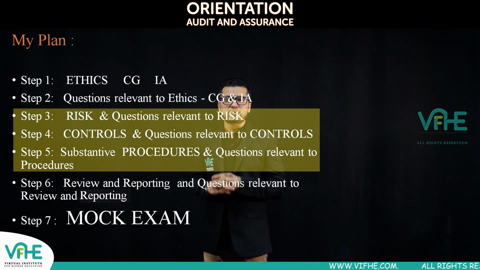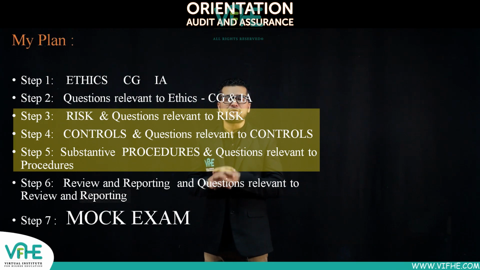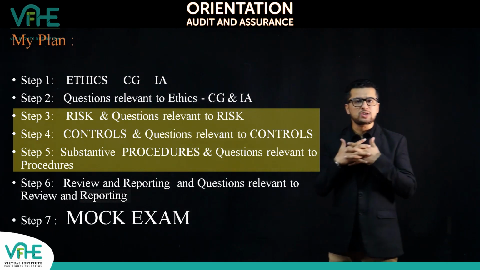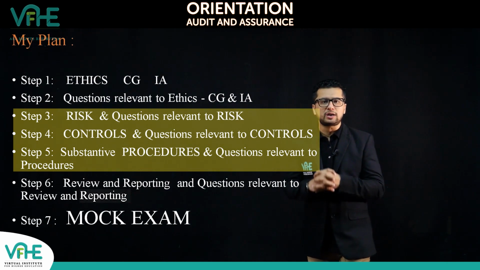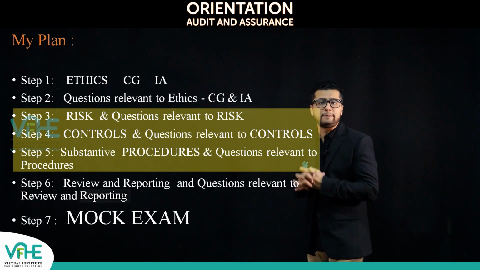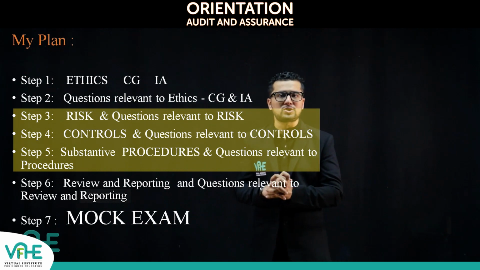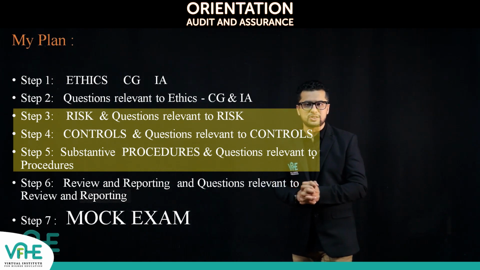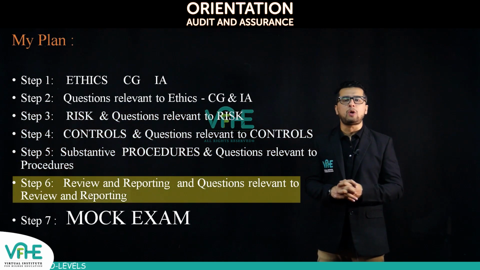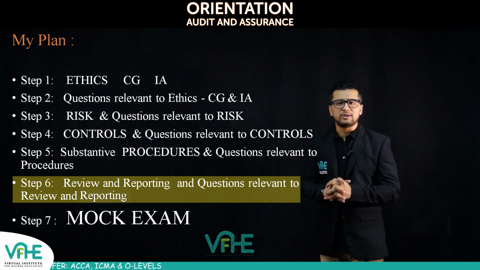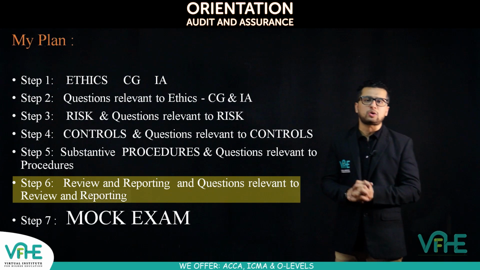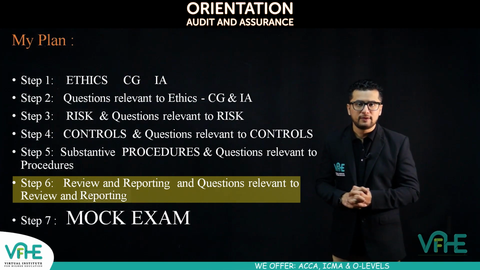Now, steps number 3, 4 and 5 have to do with the major areas. So we are going to start risk and then the questions relevant to risk. Then we are going to start controls and solve the questions relevant to controls. Then we are going to hit upon the substantive procedures and solve the questions relevant to substantive procedures. Step number 6, we will be left with one minor topic only. So we are going to start review and reporting once we are done with those 3 major areas, and we are going to solve the questions relevant to review and reporting.